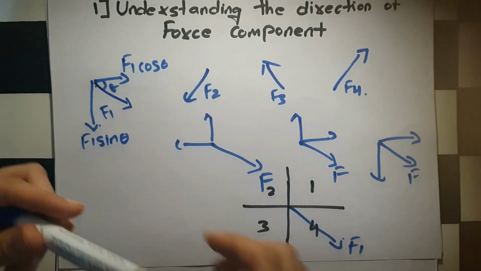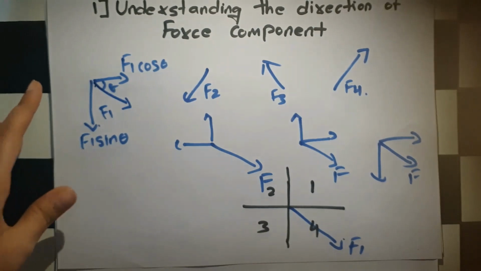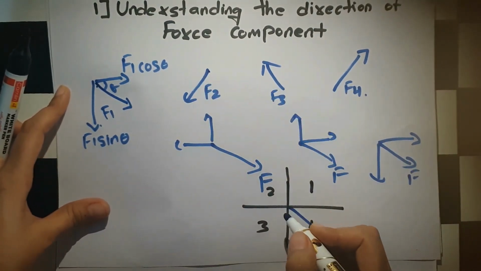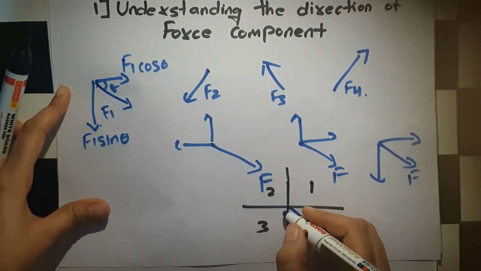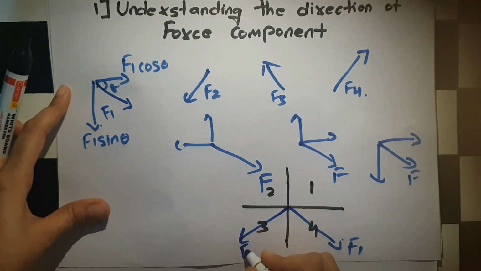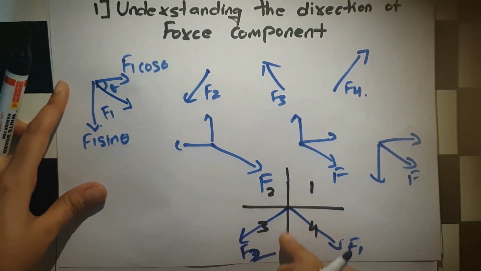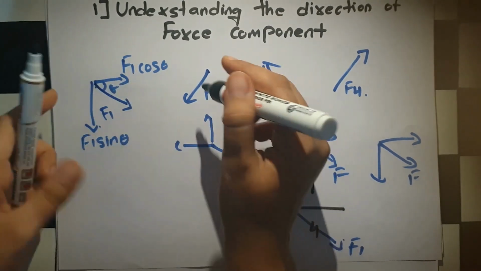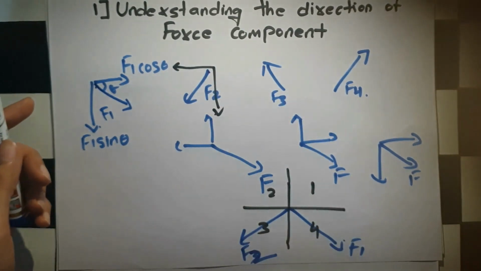Now let us take an example of F2 force. So what you have to do, guys, just see the origin of the force and place it in this quadrant. Now if I place this origin over here, at the origin of the quadrant, it will come in this direction, F2. So both of these will be the components of this force F2. Okay, like this. This will be the component of F2.